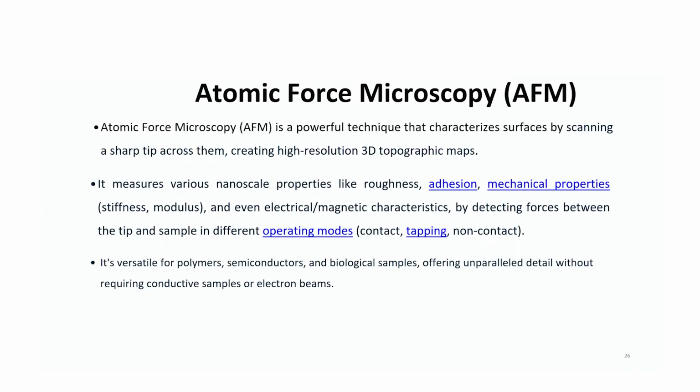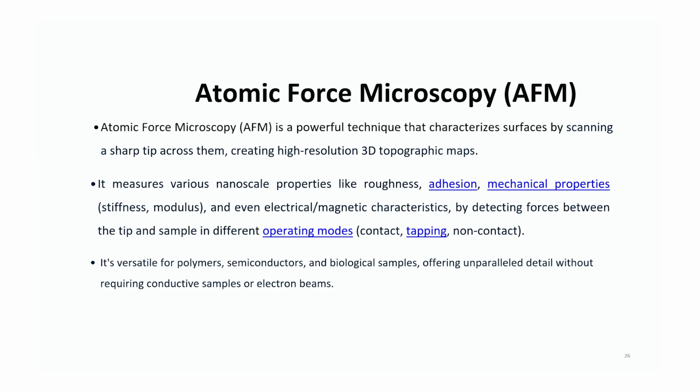Atomic force microscopy or AFM is a powerful technique that characterizes surfaces by scanning a sharp tip across them, creating high resolution 3D topographic maps. So what it does is that it characterizes surfaces by scanning a sharp tip across them, which creates a high resolution 3D image of it.